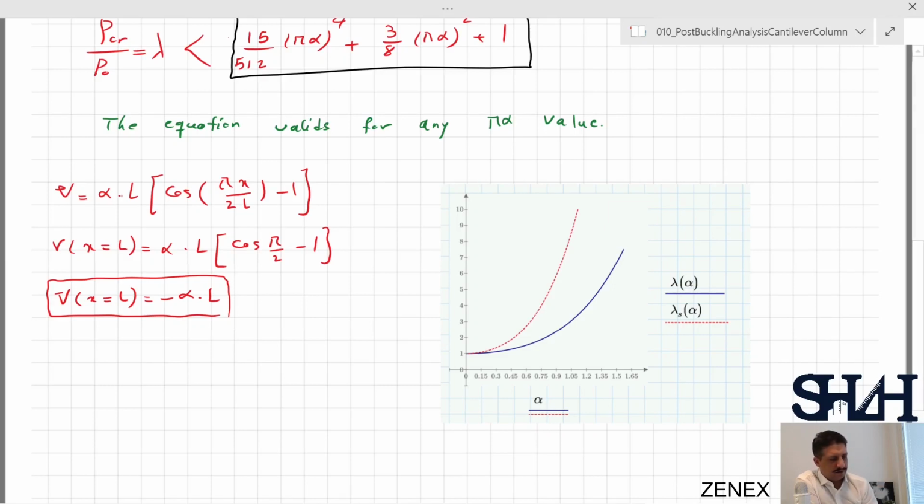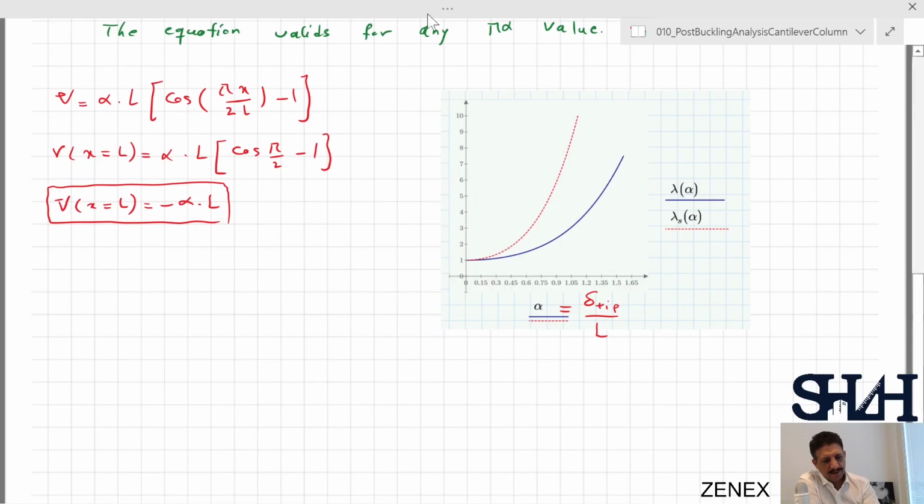I can write this alpha is the delta at tip divided by the length. So we have the same equation, and I can say that now we are very familiar. So this is the primary, and then this is the secondary path, which is stable.